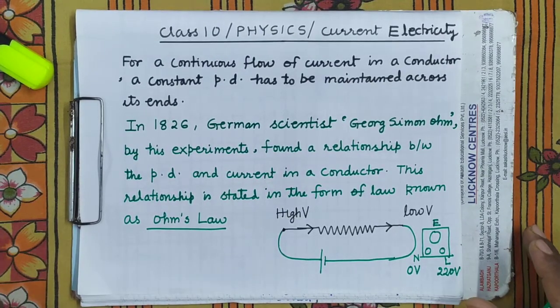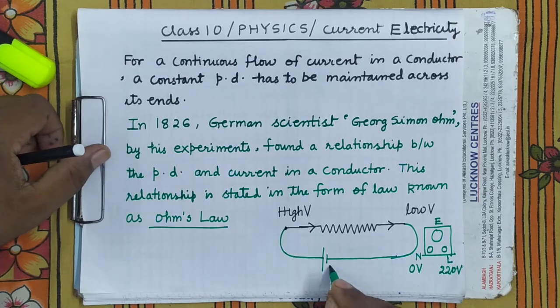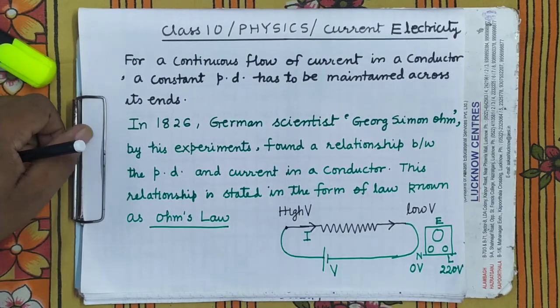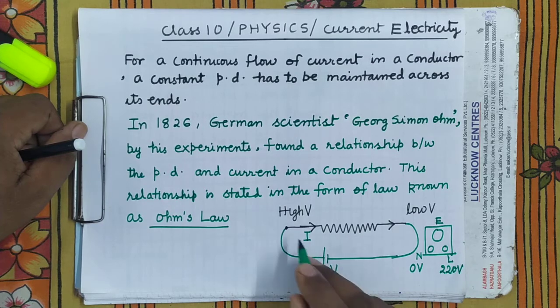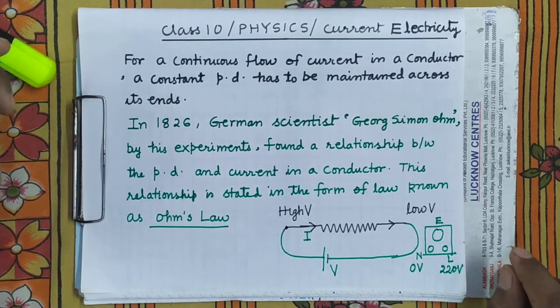Now, in 1826, there was a German scientist, George Simon Ohm. He gave a very important relationship between the potential difference which is applied across the conductor and the current flowing through the conductor. This relationship is stated in the form of Ohm's law.